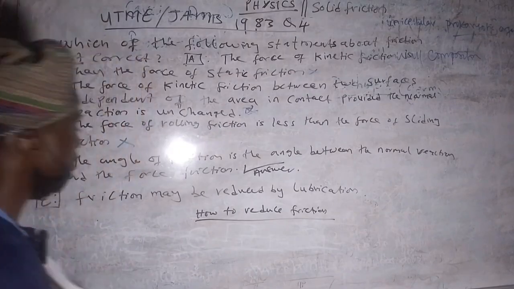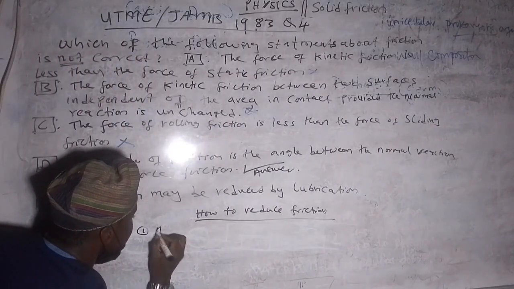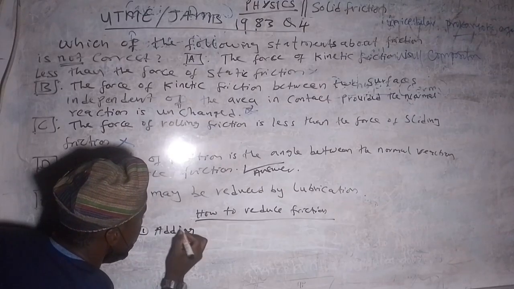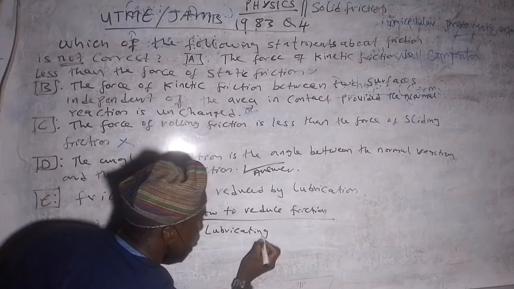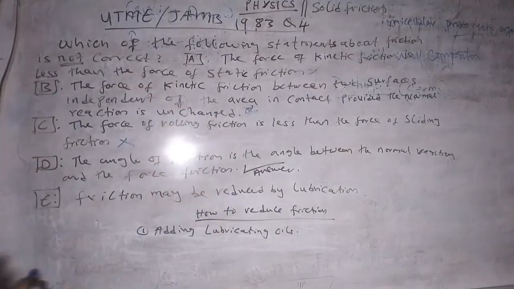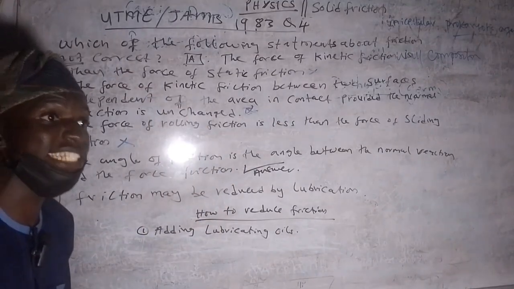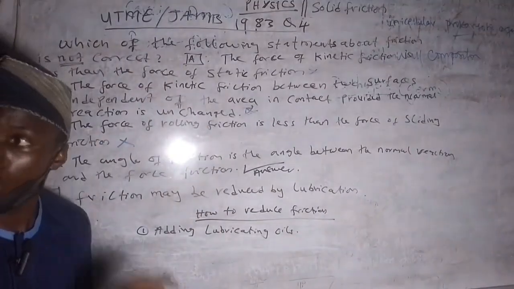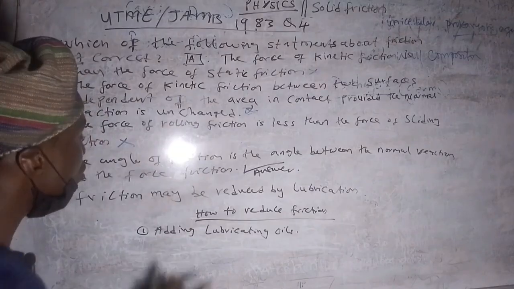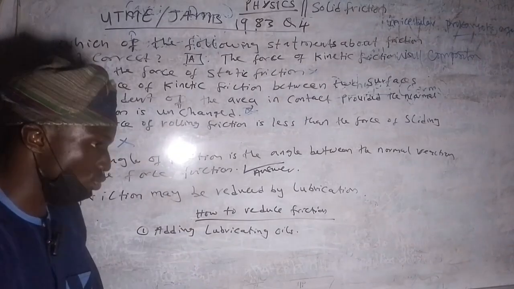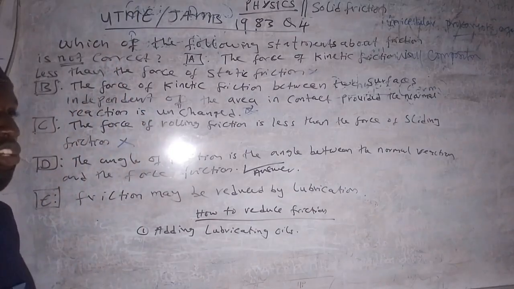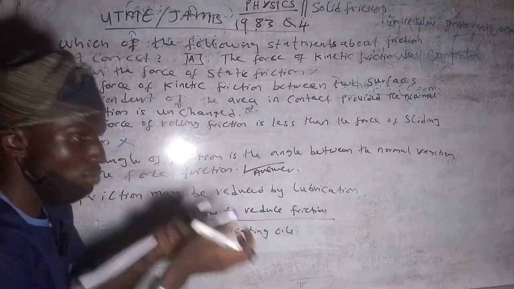Number one, adding lubricating oil. If you're adding lubricating oil, those engines, you can see most of those engines, they will say, please put oil in that engine before you use it. Why are they putting oil? To reduce what? Friction. So by adding oil to the engine, we reduce the friction between one particular body.